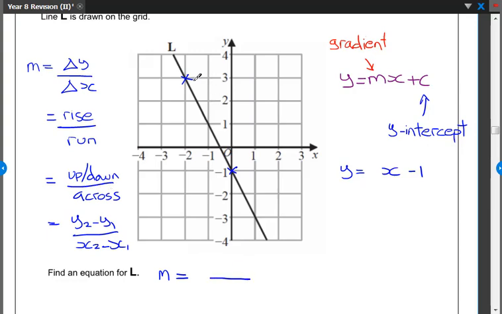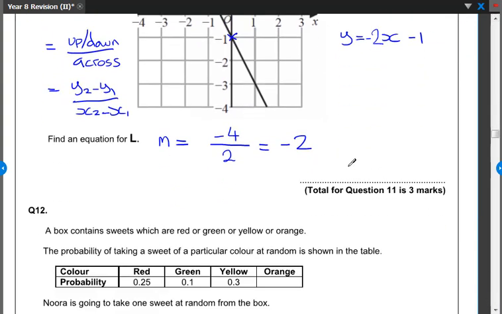Okay. So let's go across 1, 2. We just go 2 steps across. And then we go 1, 2, 3, 4 down. So it's 2 steps across and then minus 4. 4 divided by 2 is 2, and we have a minus, so it's minus 2. So the answer is y equals minus 2x minus 1. That is it.